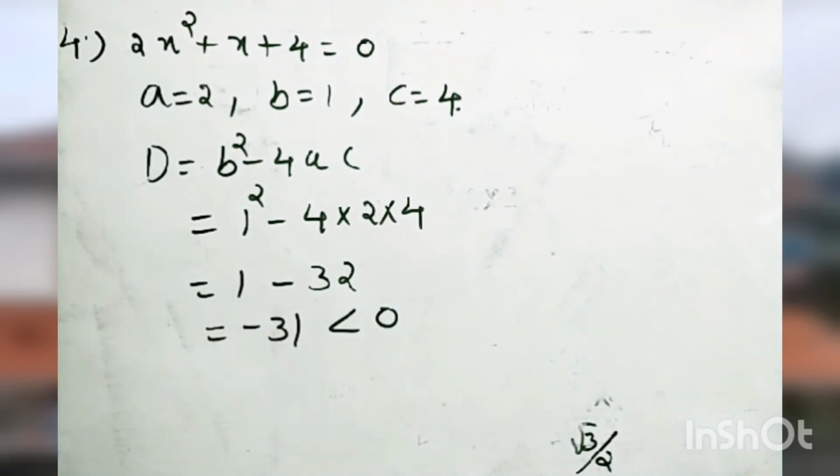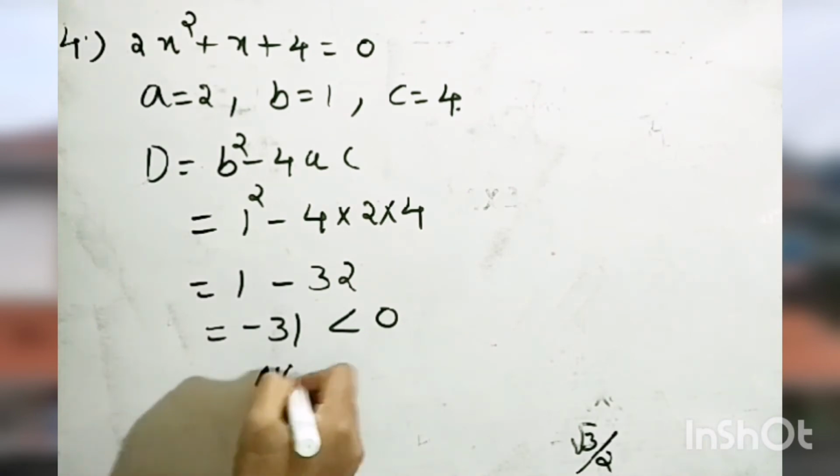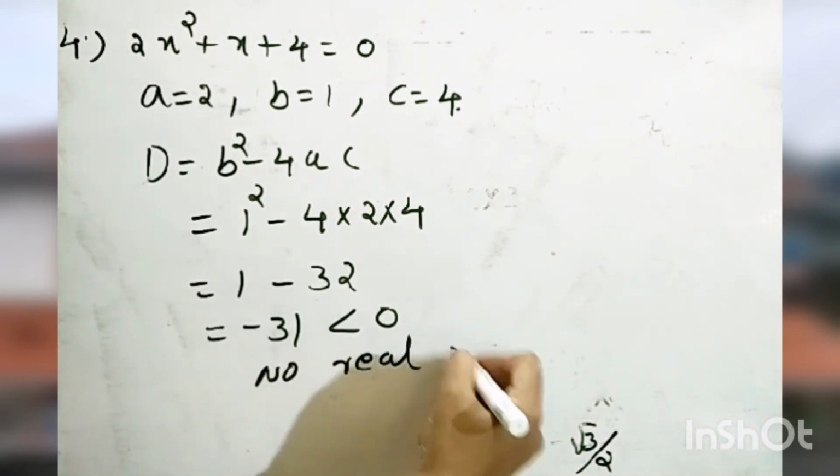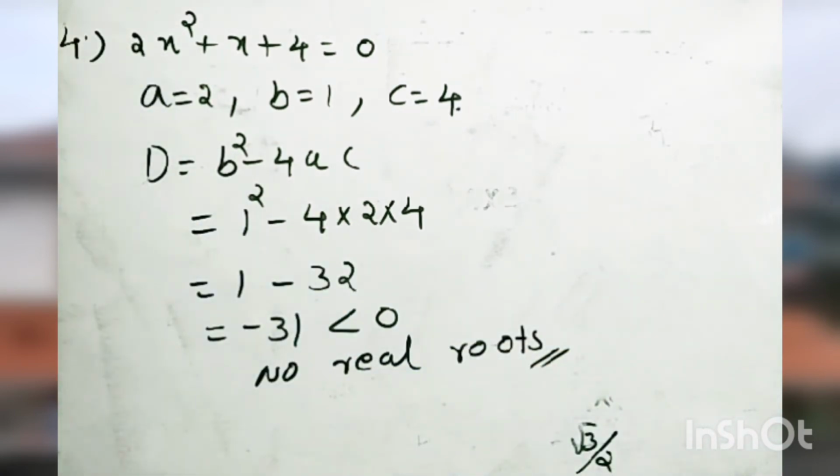If discriminant is less than 0, what is our conclusion? There are no real roots. So you need not continue the calculation. You can conclude here itself: no real roots. There is no real solution for the quadratic equation 2x square plus x plus 4 equal to 0.